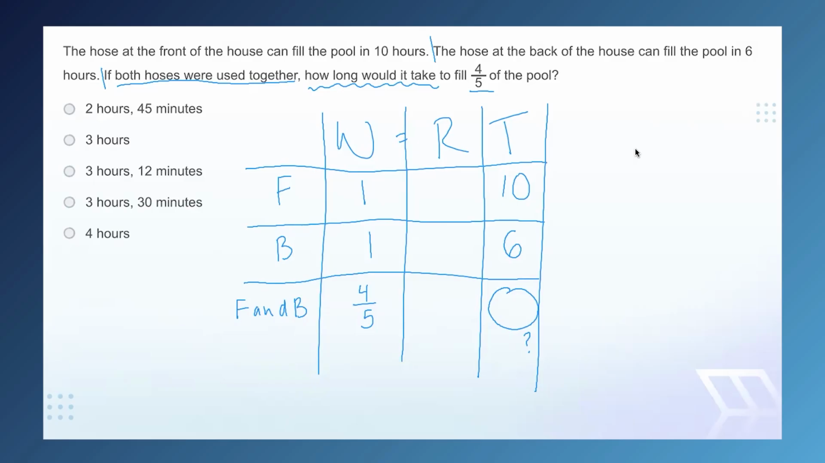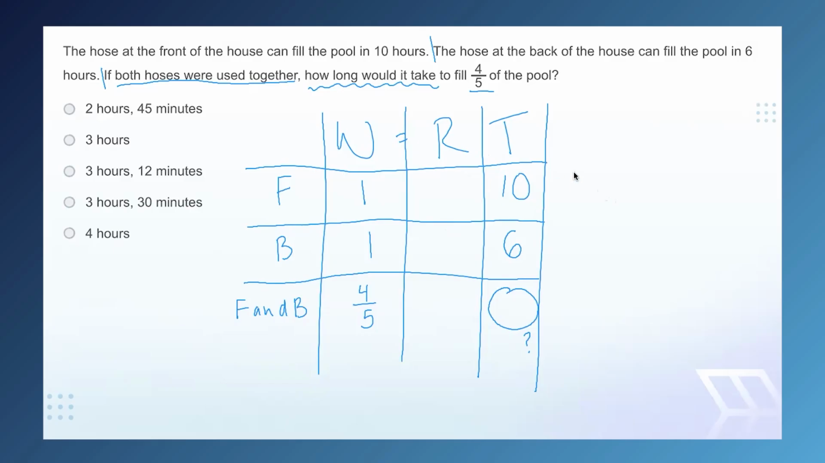All right, so I've processed my question stem. Where do I go from here? This is where the matrix is going to start to come into play. We can see that in the F and B rows, I have 2 out of the 3 cells filled in, or I know 2 of the 3 variables, W and T, work and time. This means that I can solve for the third cell, or the variable for rate in each one. Okay, I'm going to go ahead and do that for the front of house hose.